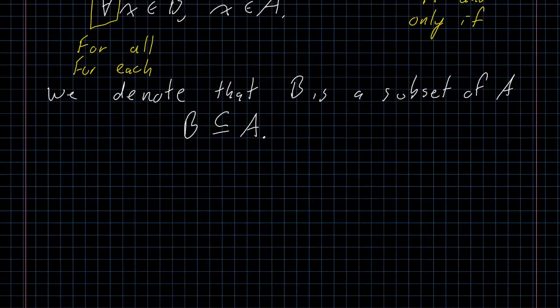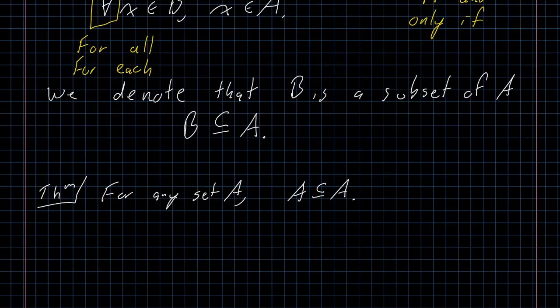When you've studied set theory in the past, you may have dealt with this idea of a proper set and a not proper subset. The problem with this definition is that for any set, A is a subset of itself.